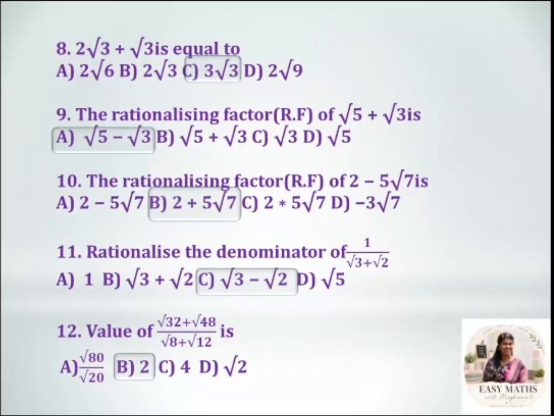Here I can cancel root 2 plus root 3 divided by root 2 plus root 3. So I will get 4 divided by 2. 2 1s are 2, 2 2s are 4. I can cancel. So the answer for question number 12 is option B, 2.